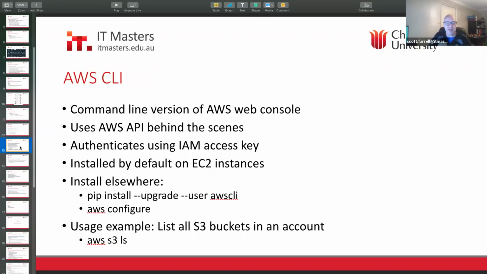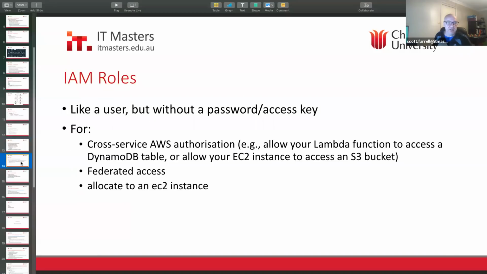When you're using the AWS command line interface, like when I've done AWS S3 LS, which is an example of the AWS command line interface, you can authenticate using the access keys, or you can put a role onto the instances to get access. I'm going to show that. So IAM roles, that's my next slide.